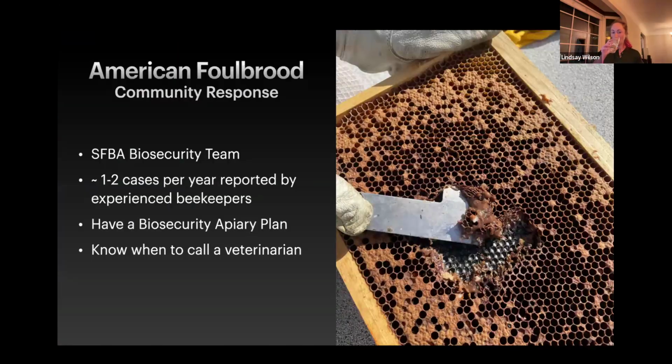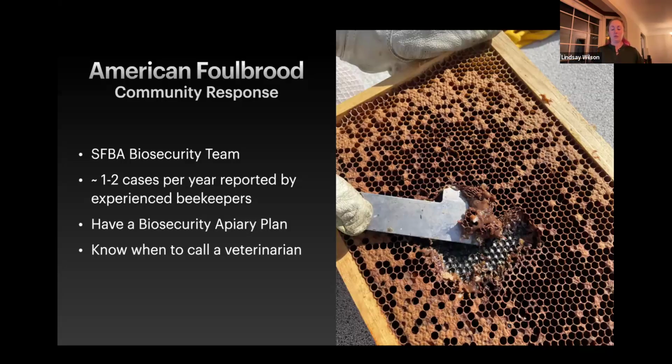So I want to talk about American Foulbrood. In this photo, we can see the shotgun brood pattern, which is pretty classic, and it was a pretty unfortunate case of American Foulbrood we had here in San Francisco in 2025.